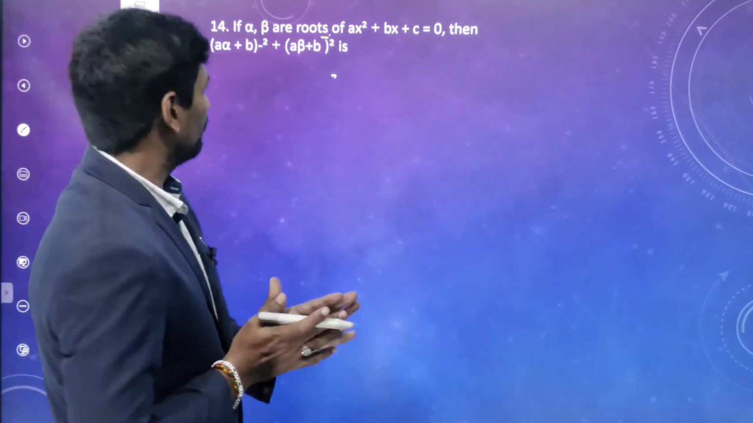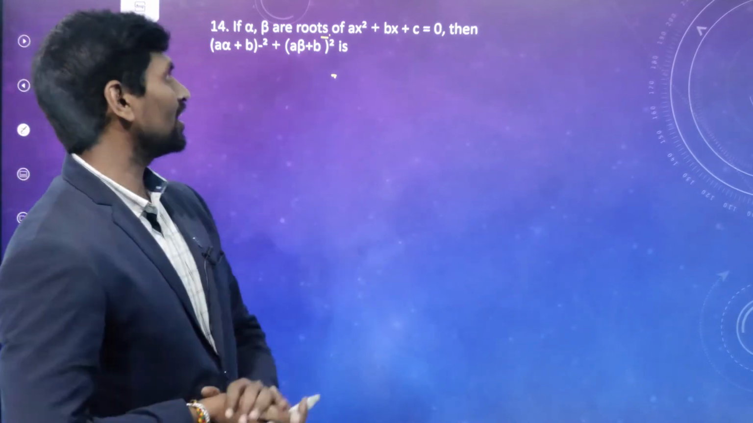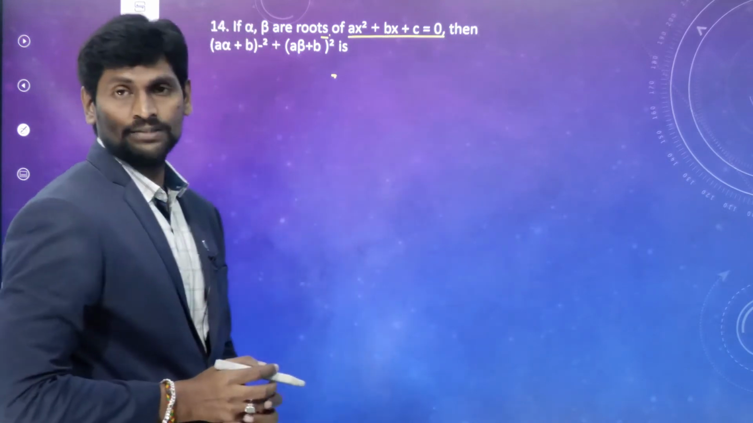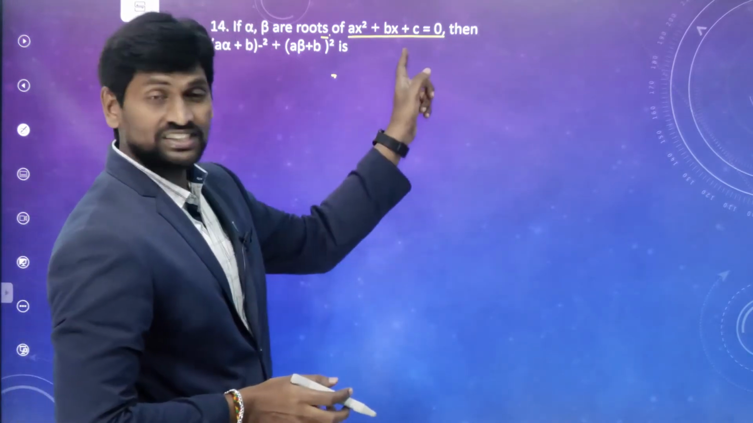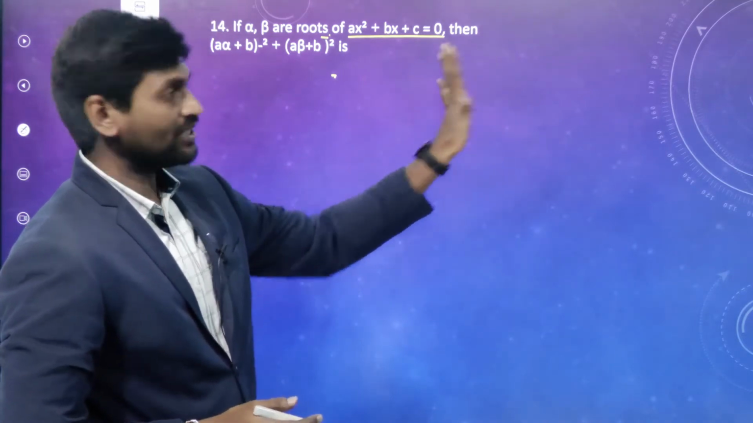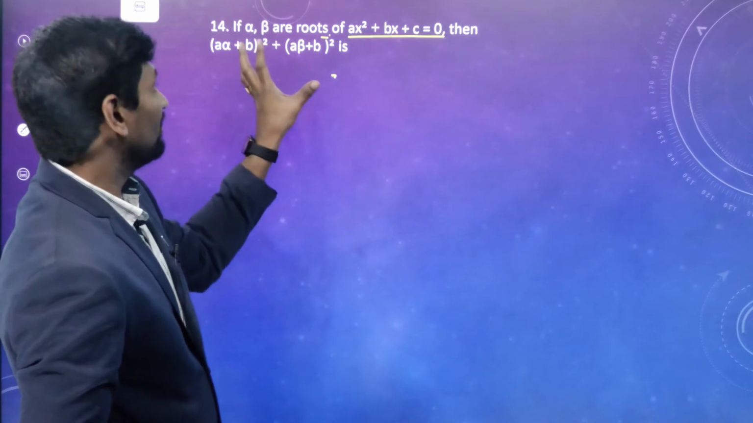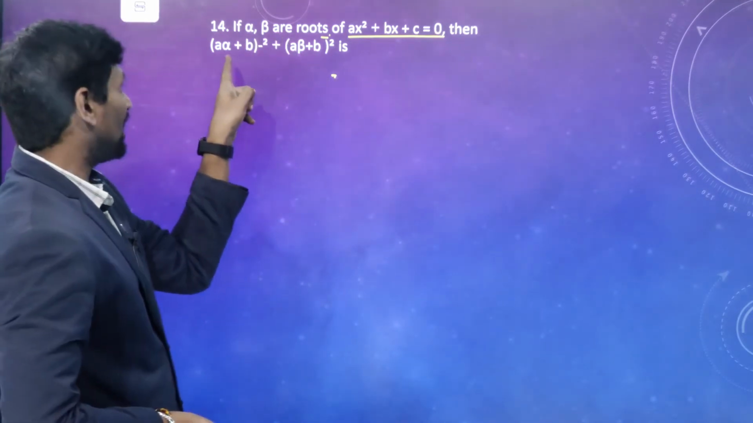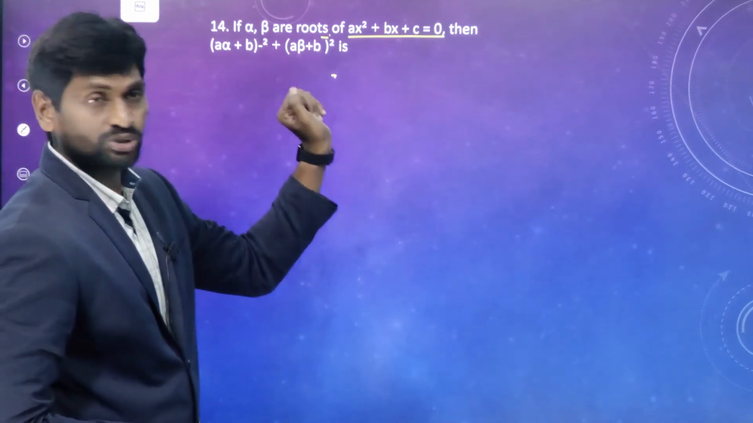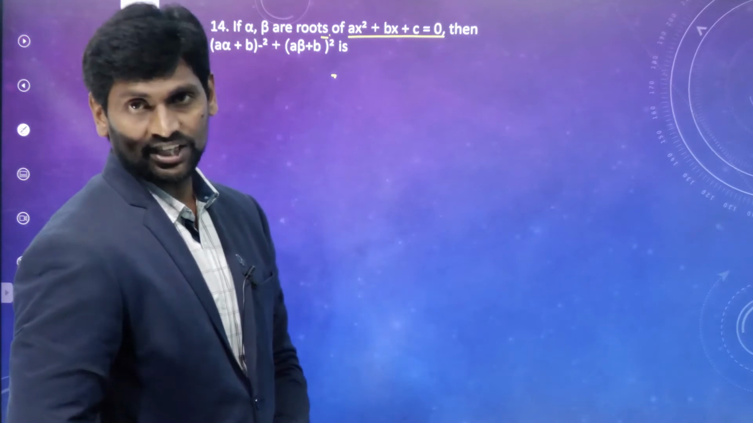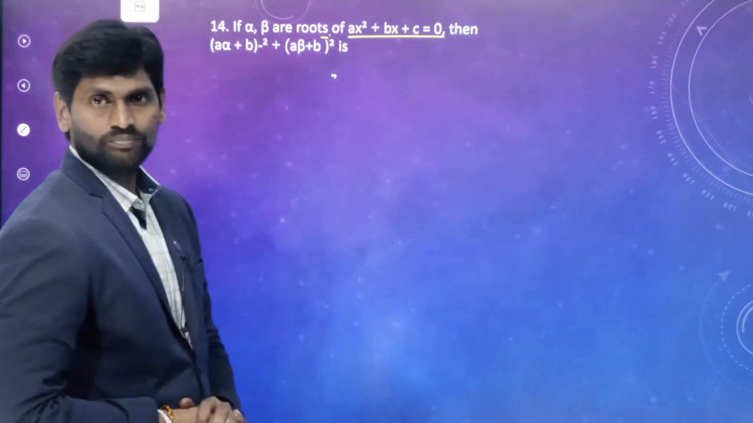See here, alpha, beta are roots of the quadratic equation ax square plus bx plus c equals 0. This is nothing but the general form of a quadratic equation. And we need to find the equation which has the roots (a alpha plus b) whole to the power of minus 2 and (a beta plus b) whole to the power of minus 2.